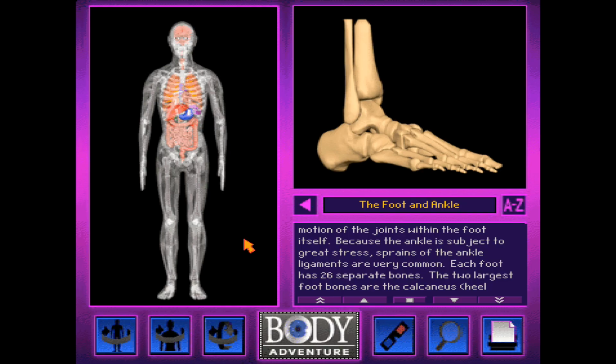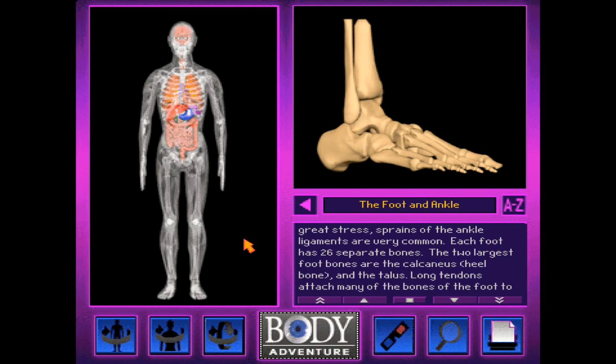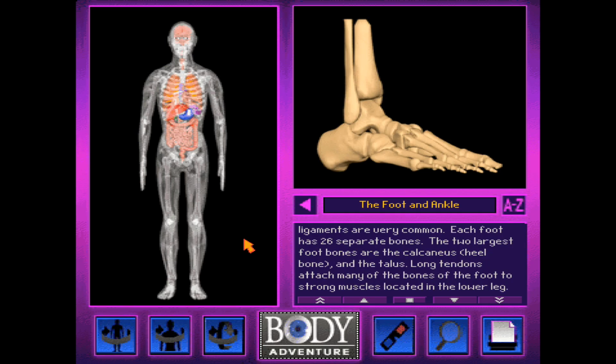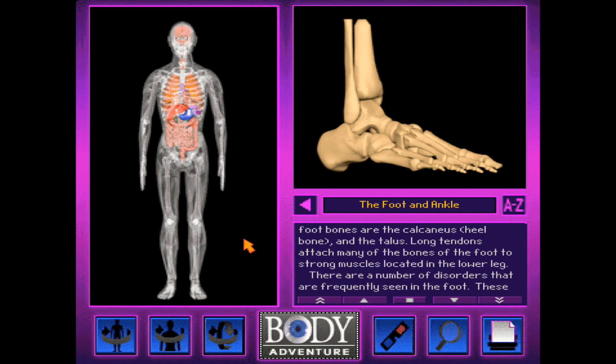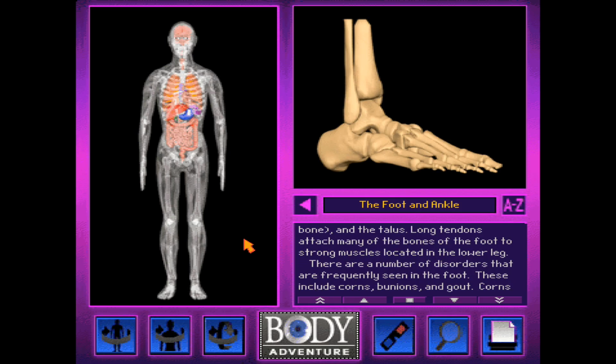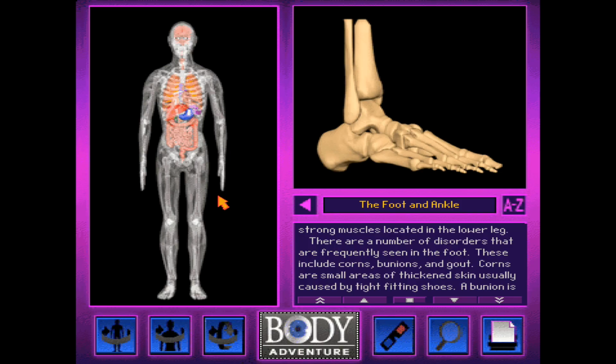Each foot has 26 separate bones. The two largest foot bones are the calcaneus, heel bone, and the talus. Long tendons attach many of the bones of the foot to strong muscles located in the lower leg. There are a number of disorders that are frequently seen in the foot. These include corns, bunions, and gout.